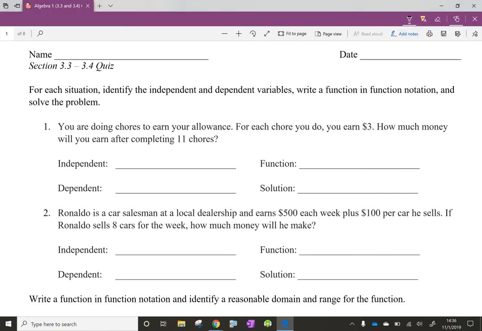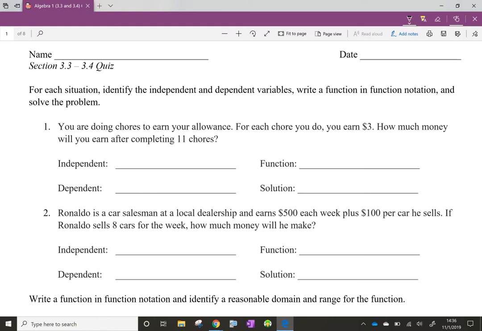So number one, you are doing chores to earn your allowance. For each chore you do, you earn $3. How much money will you earn after completing 11 chores? So, independent and dependent variable. The independent variable is something that you can control that will affect something else, right? And the dependent variable is the one that's affected by that.